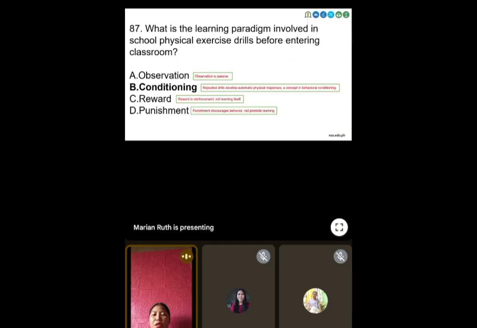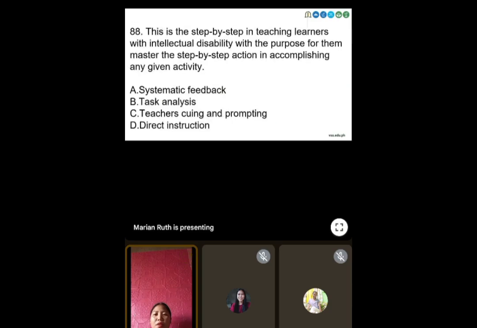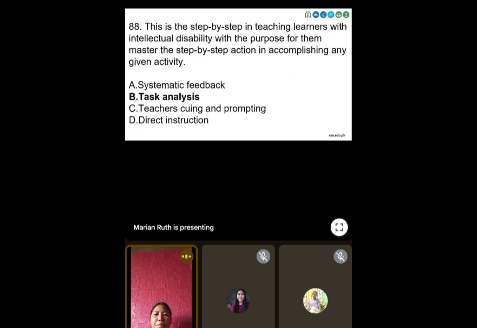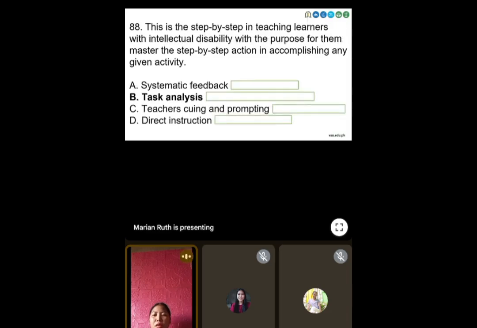Number 88. This is the step-by-step approach in teaching learners with intellectual disability so that they can master the step-by-step actions in accomplishing any given activity. A. Systematic feedback. B. Task analysis. C. Teacher cueing and prompting. D. Direct instruction. The correct answer is letter B, Task analysis. It's because task analysis involves breaking down tasks into manageable steps, crucial for learners with ID.